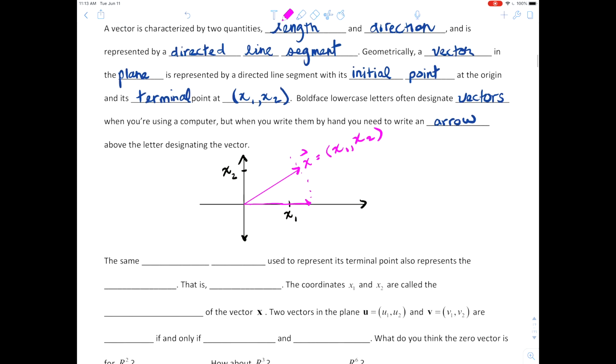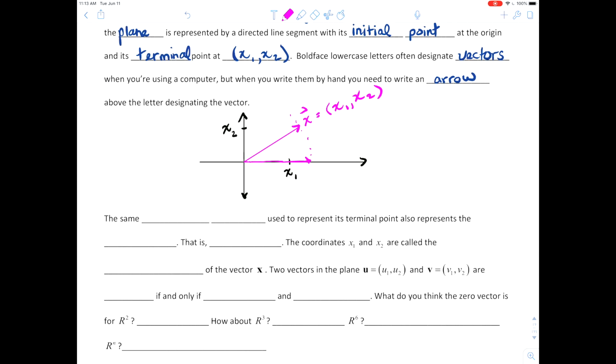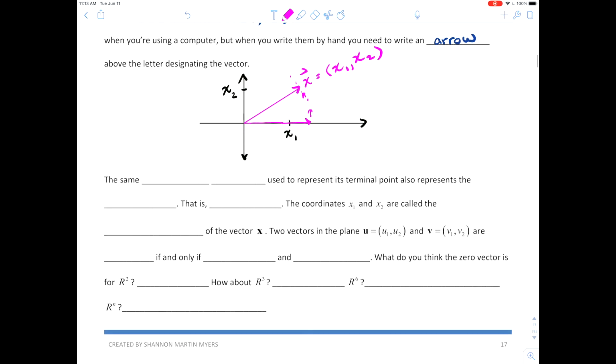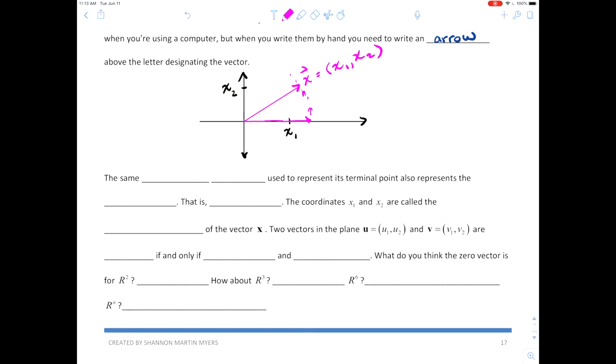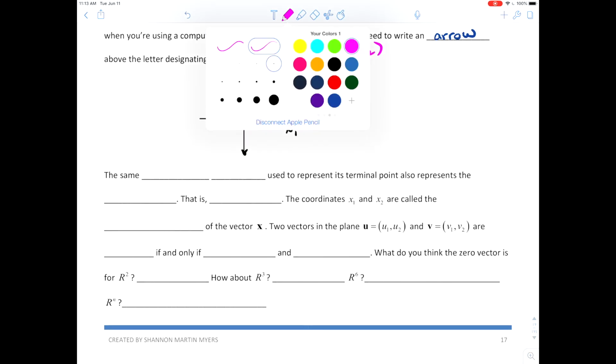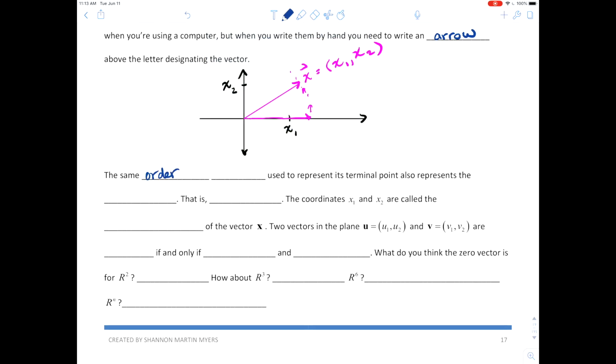All right, so that's our rotation. The same ordered pair used to represent its terminal point also represents the vector. So this is what I was saying above: x equals x1, x2. The coordinates x1 and x2 are called the components of the vector x.